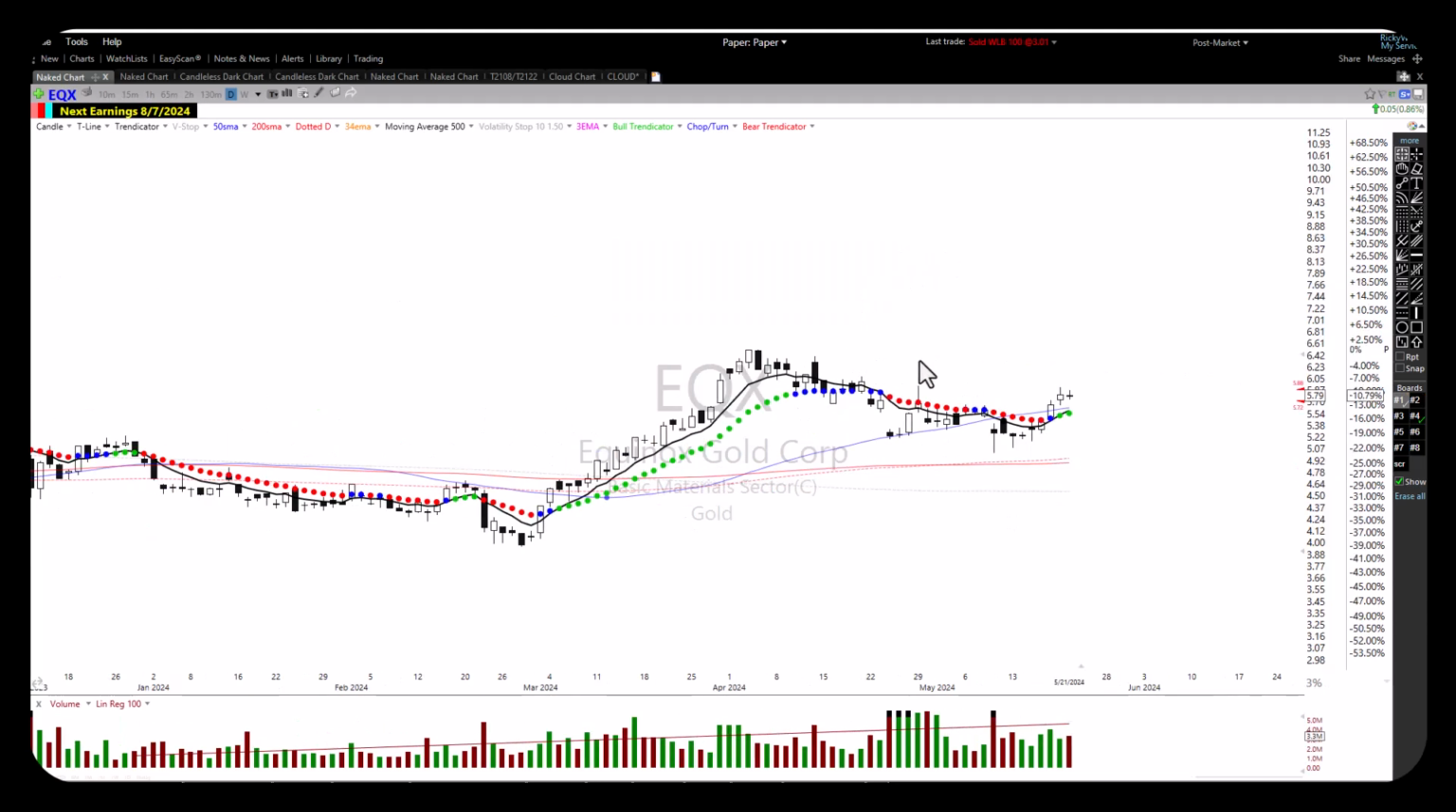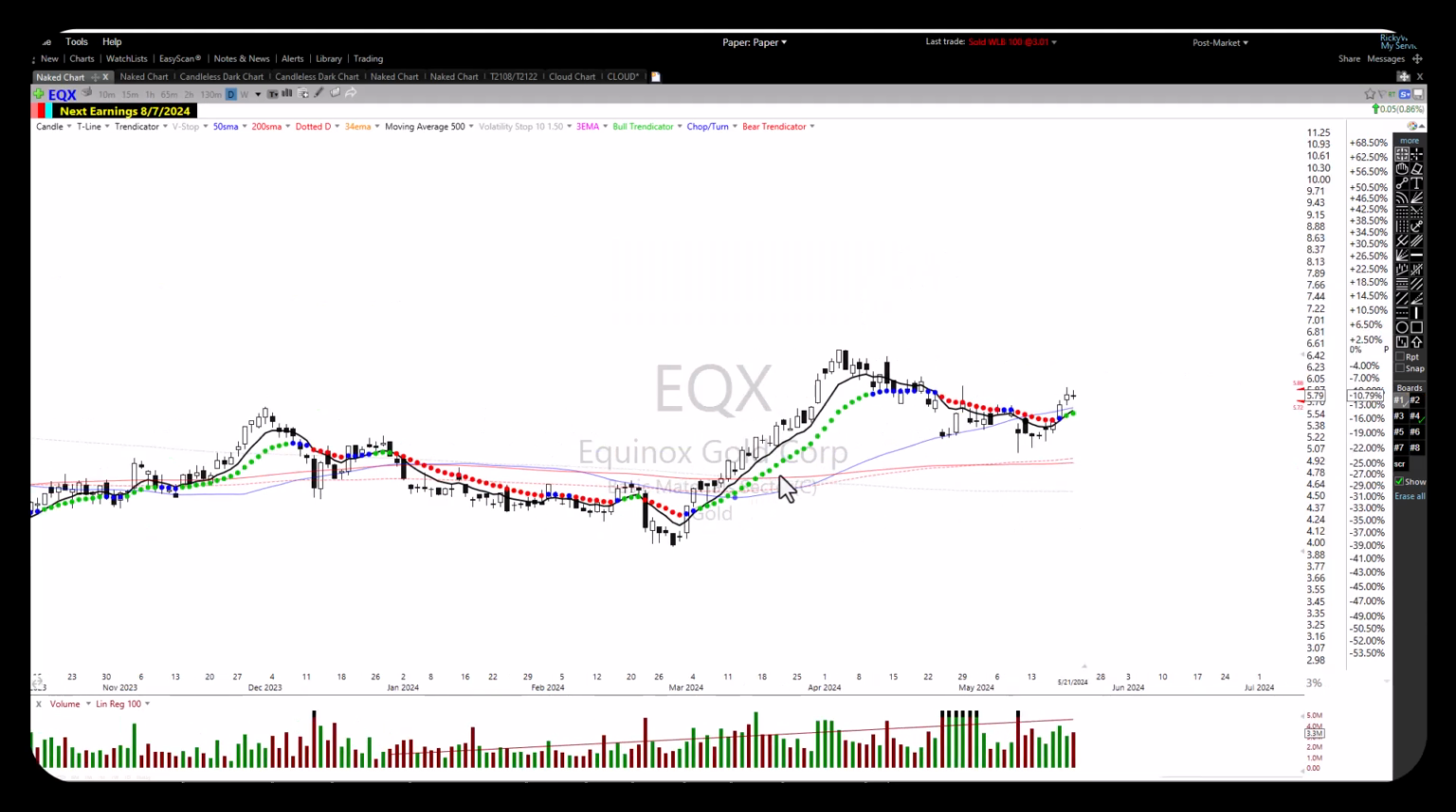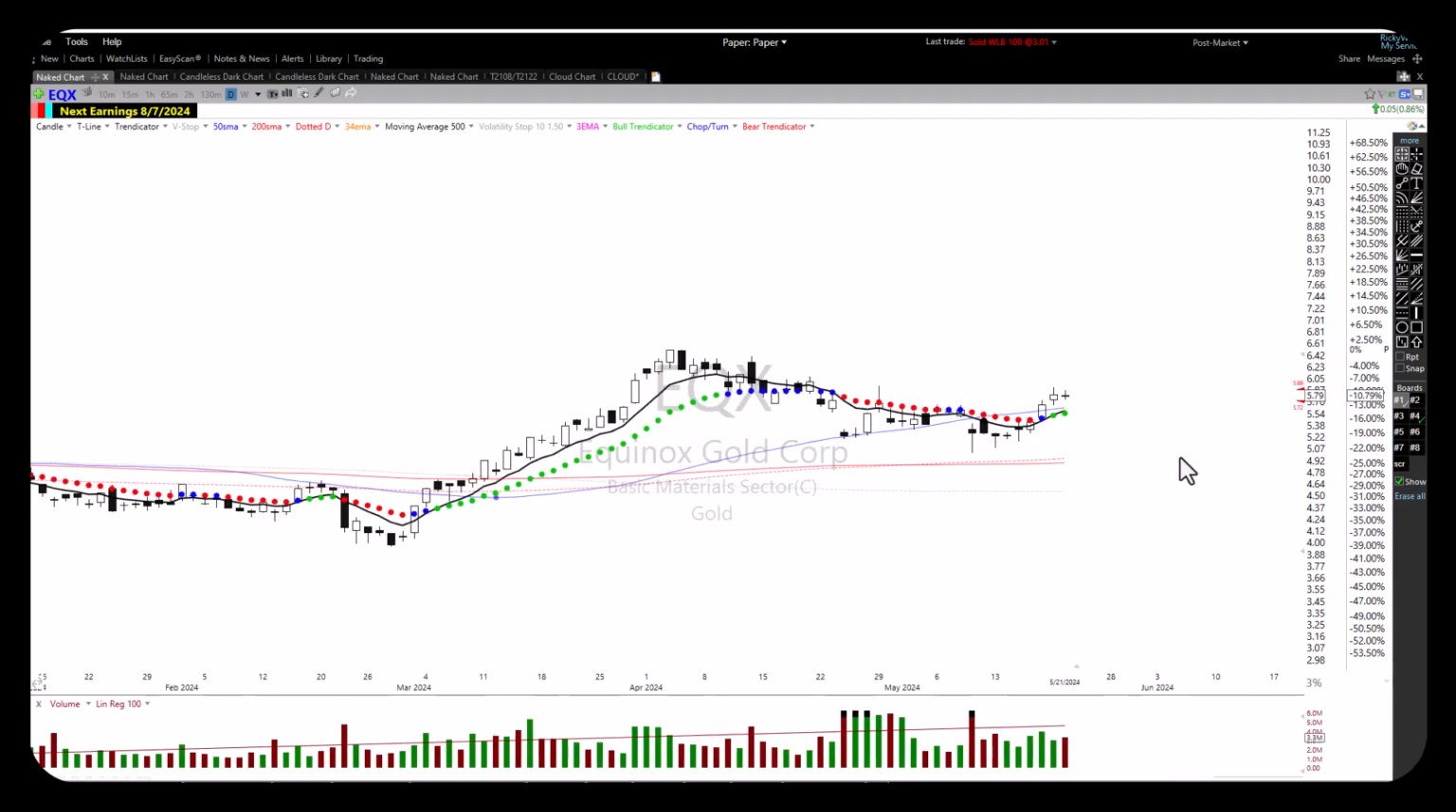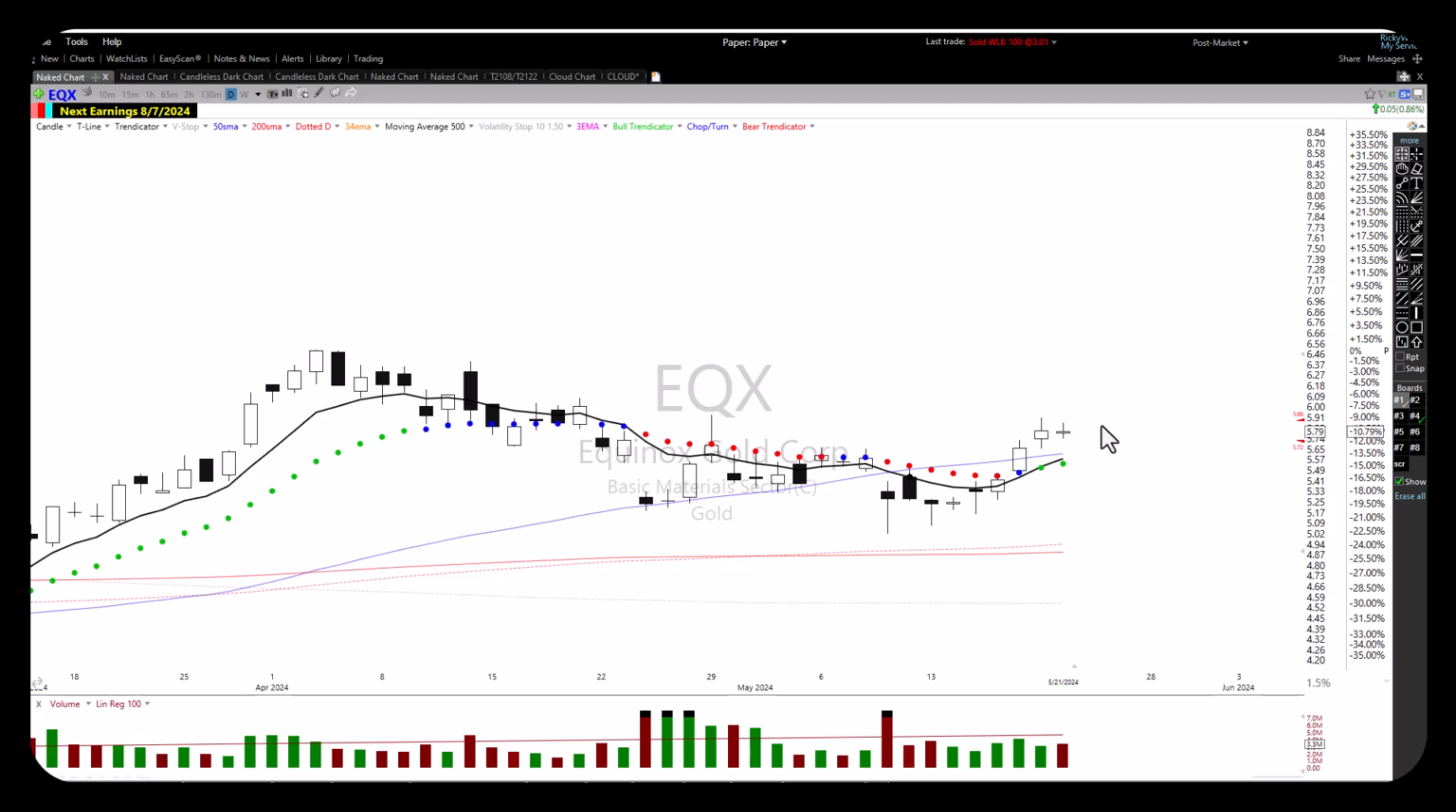EQX. I could be in love with that chart. Look how that thing rallied up, pulled back, and now we're starting to get back in that rally. We're over the 50-period moving average, and it is trending up. It could certainly be a buy right now.